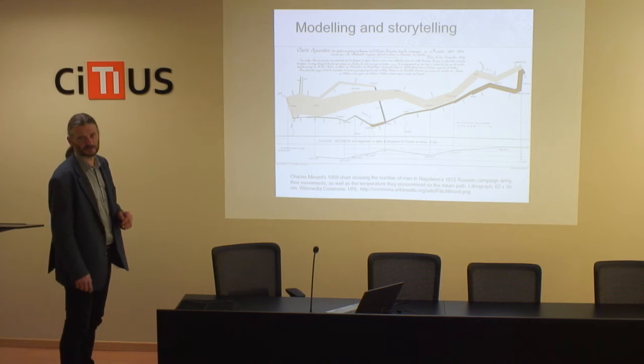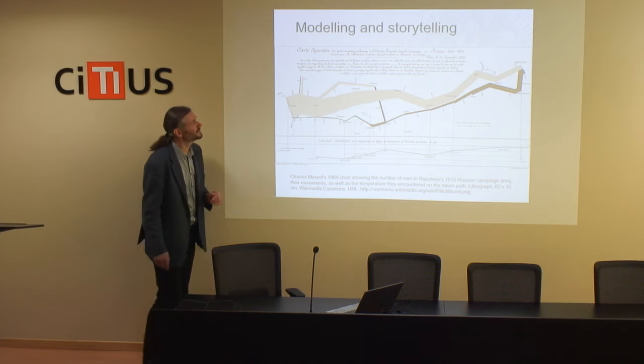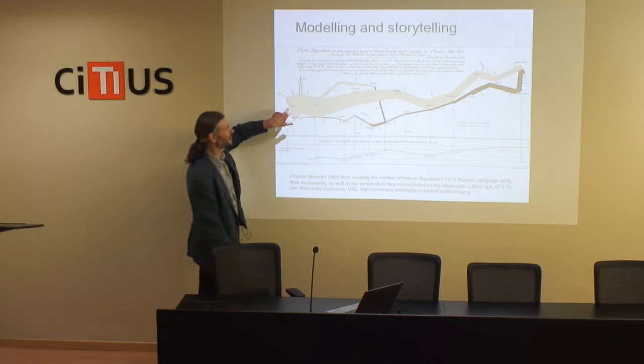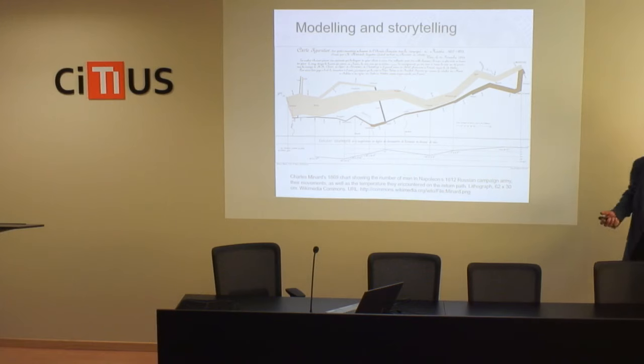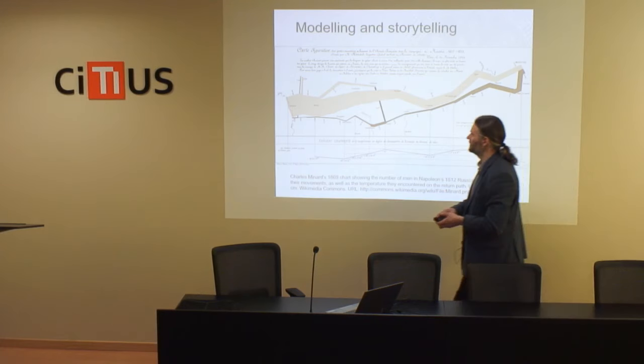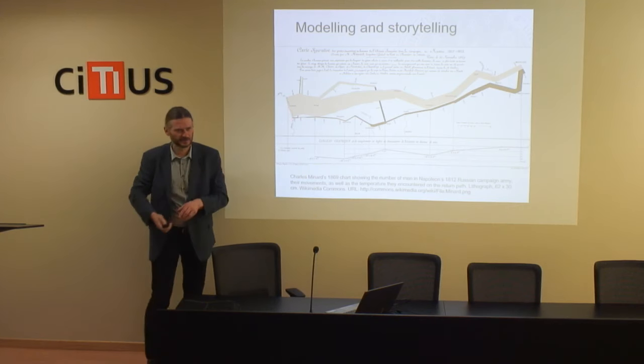Sometimes I ask negatively, sometimes I ask positively. Let's be positive. How many have seen this before? Yeah, a few. So this is somewhere in Lithuania. This is Moscow. So it's an ordinary scaled map. This is 420,000 soldiers. And this is 20,000 soldiers or so.